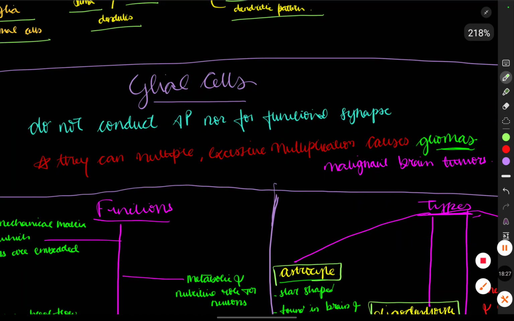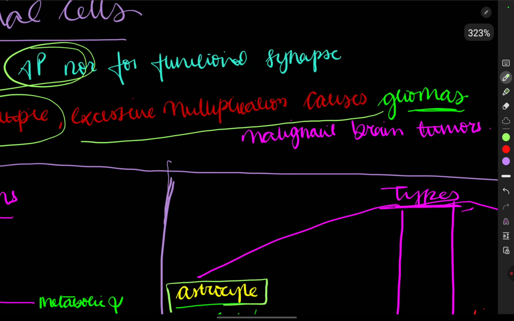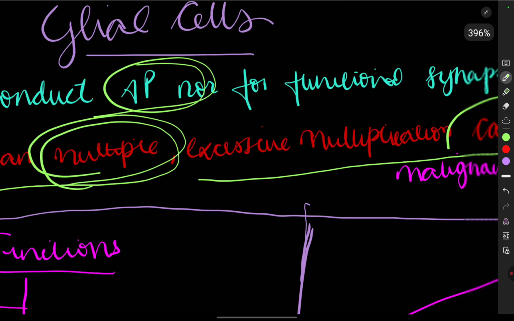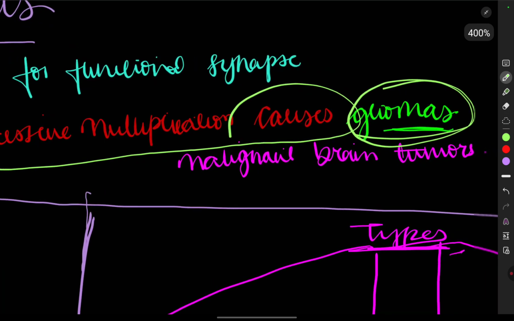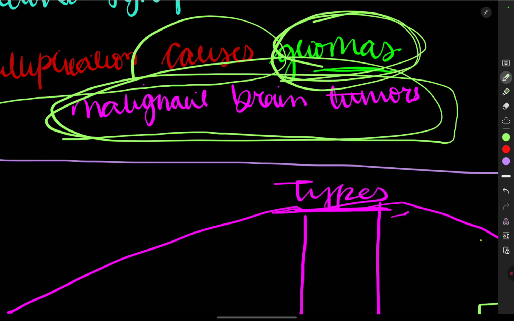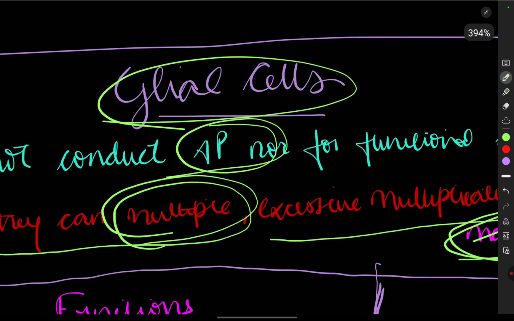What are these cells? These cells do not conduct the action potential, nor do they have a functional synapse. No synapse and no generation of the action potential. What do they help in? They can multiply. Excessive multiplication causes gliomas, and it causes malignant brain tumors. Due to the excessive multiplication, brain tumors can occur, of these glial cells, which are also called the neuroglia. We'll see why they multiply and what the functions of these cells are.